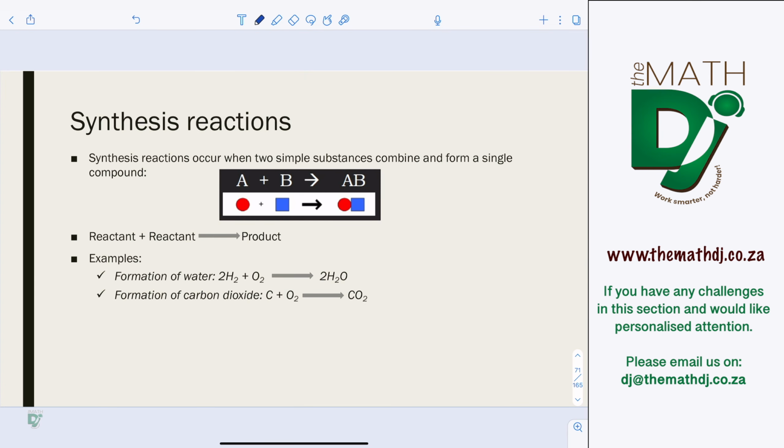Synthesis occurs when two substances combine to form a single compound. In this case, A and B combine to form AB. So it's reactants forming a product. An example is hydrogen combining with oxygen to form water, H2O. Then carbon and oxygen, when they combine, form carbon dioxide. So these are synthesis reactions.